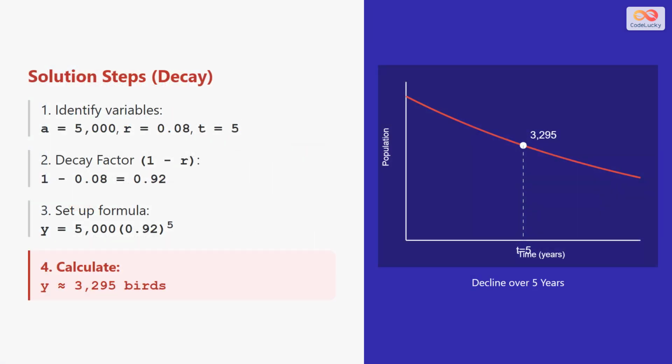Again, we start with our variables. a is 5,000, r is 0.08, and t is 5. Since the population is decreasing, we subtract the rate from 1, giving us a decay factor of 0.92. We raise 0.92 to the 5th power and multiply by 5,000. The result is approximately 3,295 birds remaining.